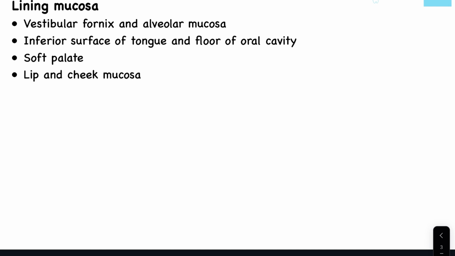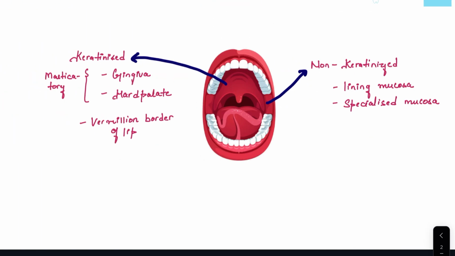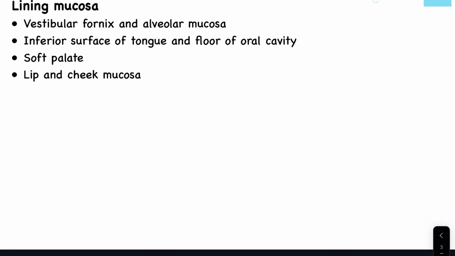Basically, everything else we have studied, okay? Everything other than the gingiva, hard palate, vermilion border of lip, and the specialized mucosa is the lining mucosa. The lining mucosa is present in the vestibular fornix and alveolar mucosa. These are the portion above your mucogingival junction, the portion connecting your lip to your gums. This is the vestibular fornix and the alveolar mucosa.